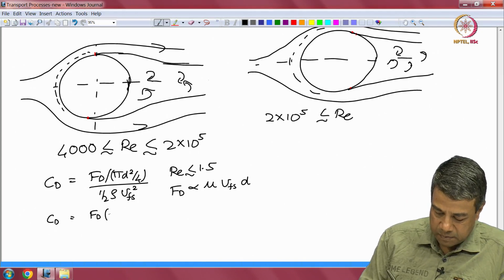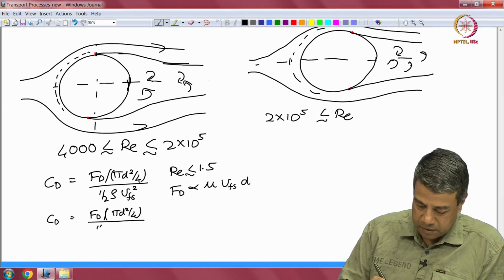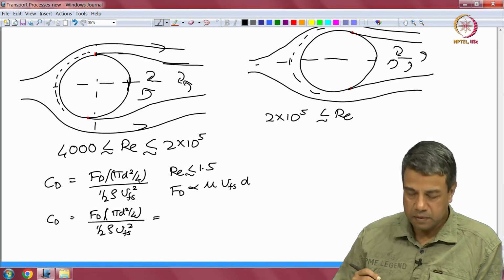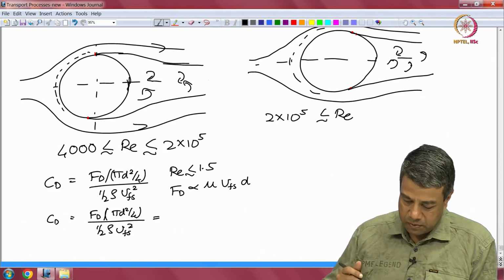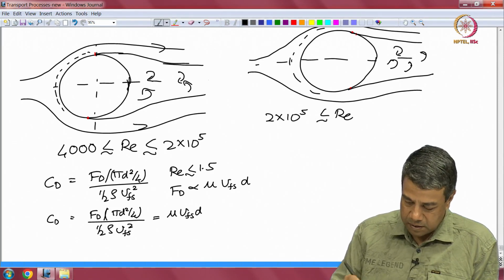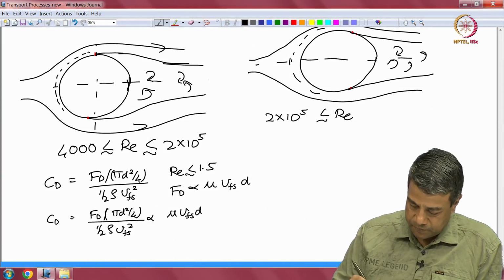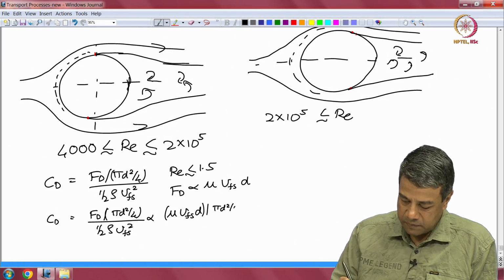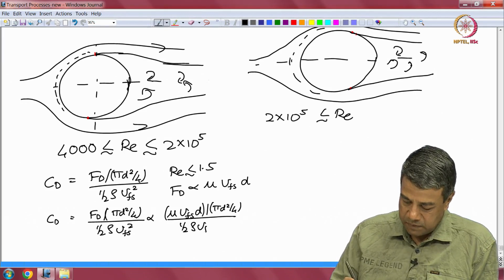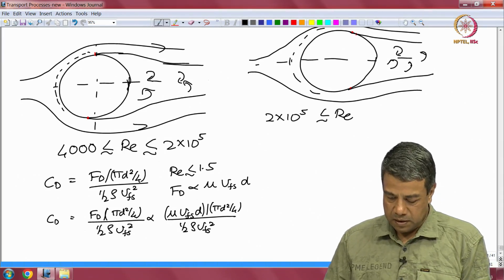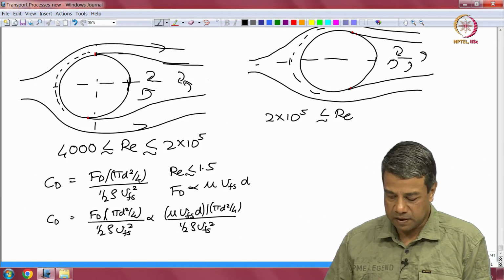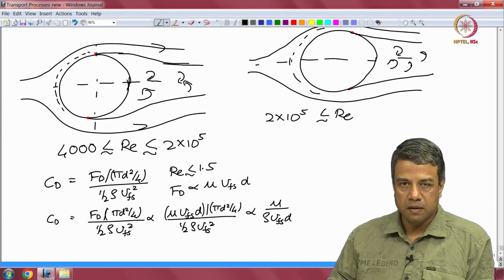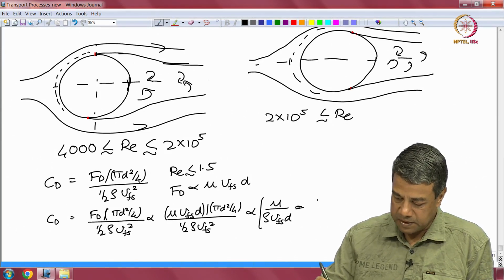Which means that CD, which is equal to Fd by pi d square by 4 by half rho Vfs square, has to be proportional to mu Vfs d divided by pi d square by 4 times half rho Vfs square. You can cancel one velocity in the numerator and denominator as well as one factor of diameter, and you will verify that this is proportional to mu by rho Vfs d, which is basically 1 over the Reynolds number.